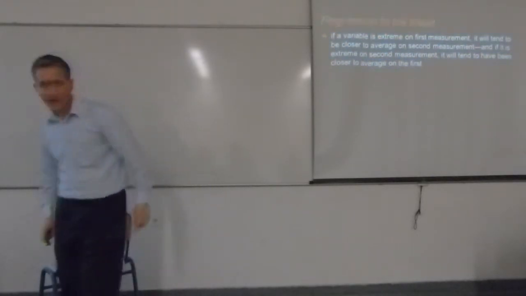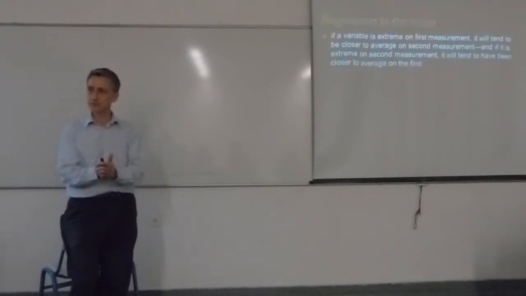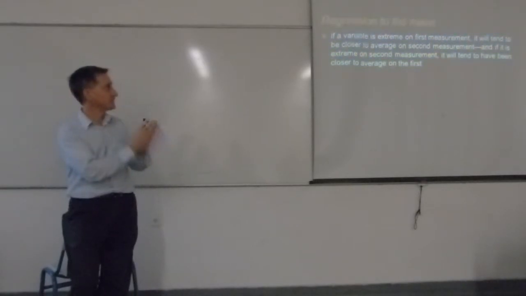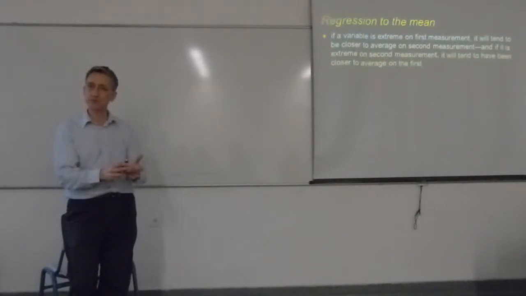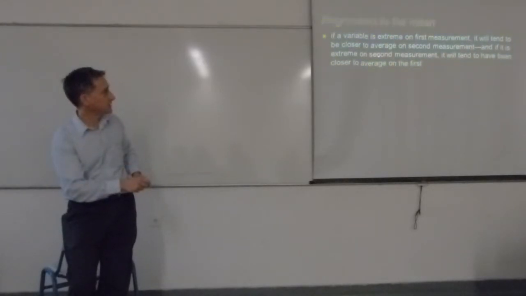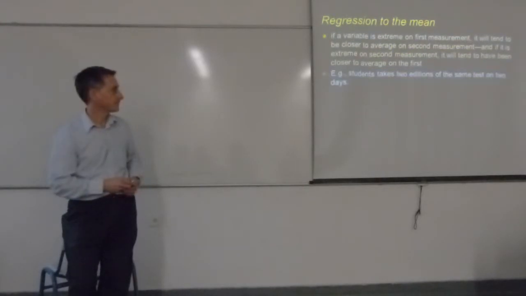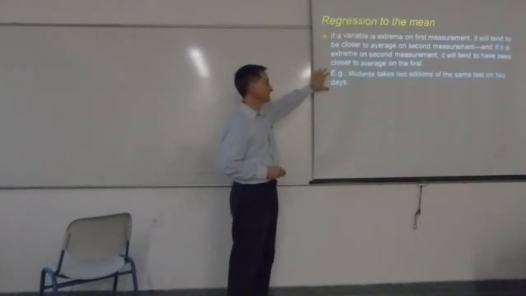What this is all about is that if a variable is extreme the first time you measure it, and you don't give people any treatment, you just measure it again, the second time you measure it, it will be closer to average, on average. And if it was extreme on the second measurement, and you look back at the first measurement, it will be closer to average. Now, as always, it's hard to get your head around until you think about an example.